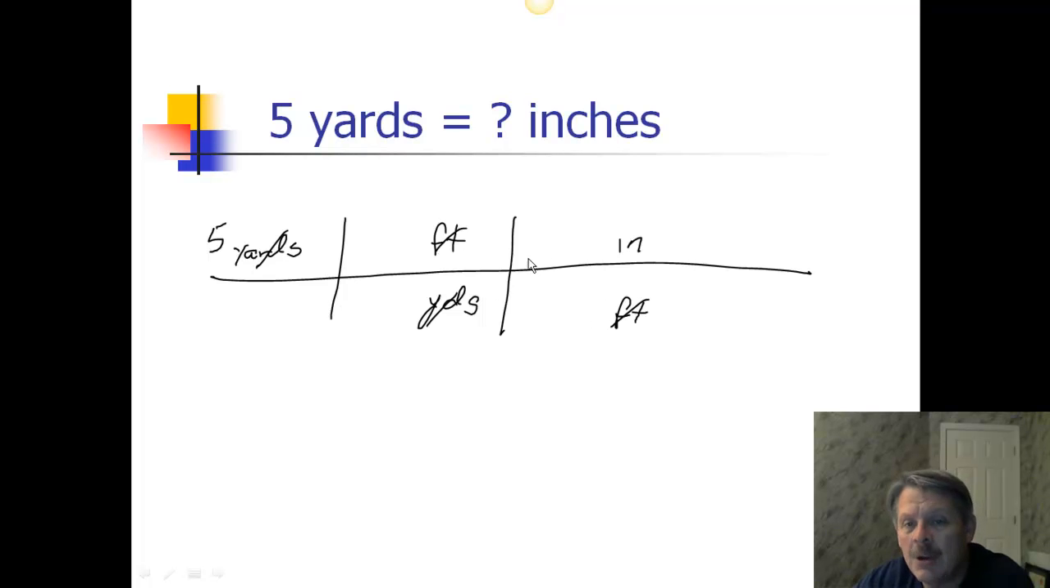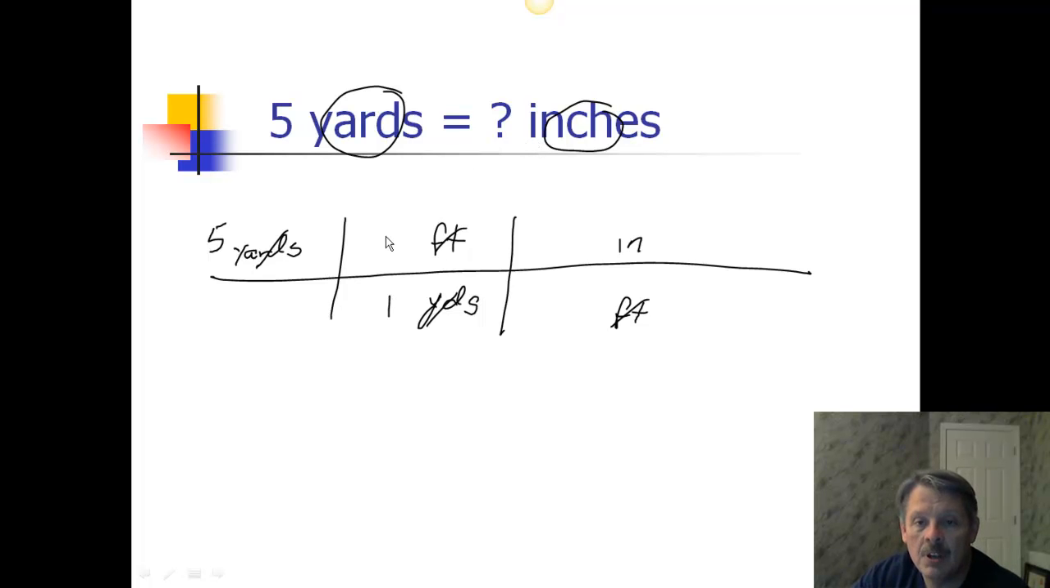Now, how do I know which conversion factors to use? Well, I look at what I'm starting with, and I look at where I want to go, and I map out a route to get there. Kind of like if you were driving from here to Richmond, you'd map out a route of how to get there. All right, well, what are my conversion factors?